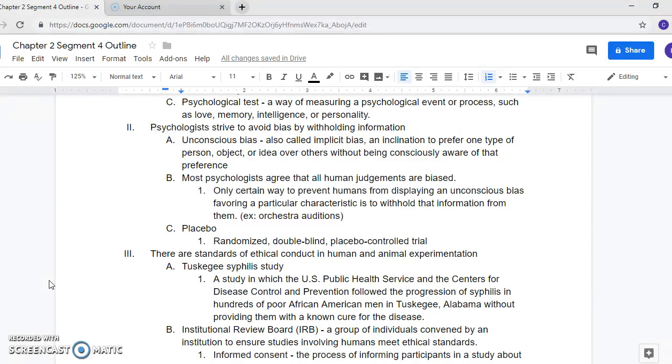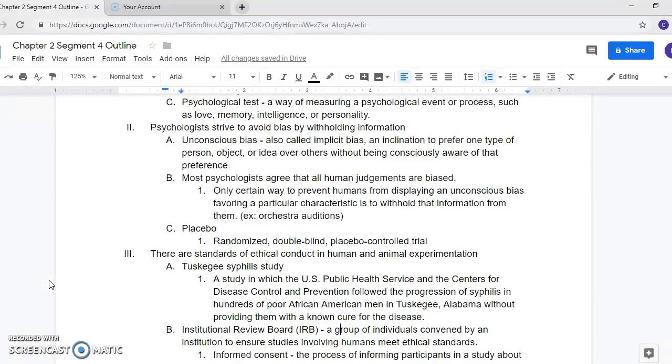One area where withholding information is even more important than trying to go against biases is in the testing of medicine. And one way of doing this is placebos. Now, placebo effects are pretty commonly known. It's used in a lot of medication studies. But the best way to test a medication, and the book really emphasizes this, is a randomized, double-blind, placebo-controlled trial.